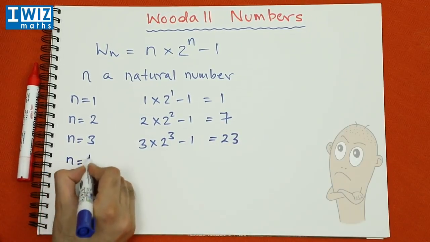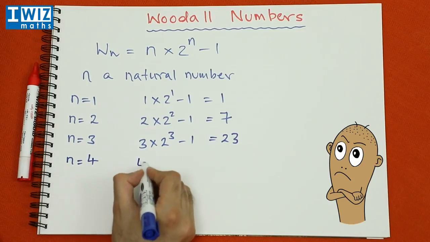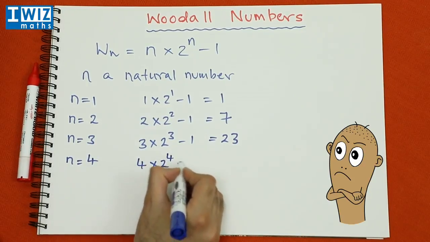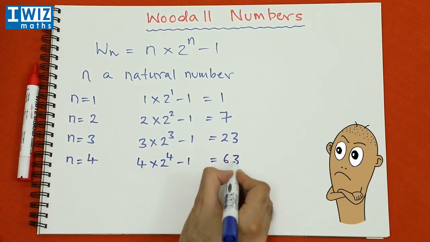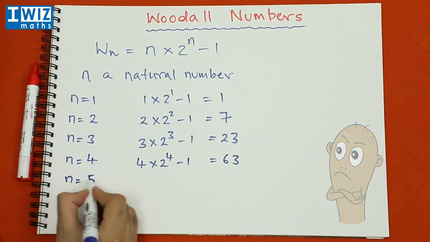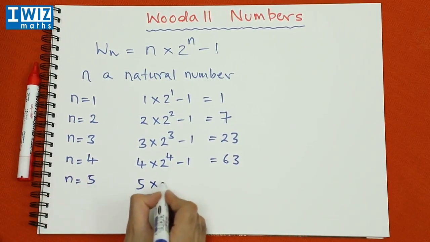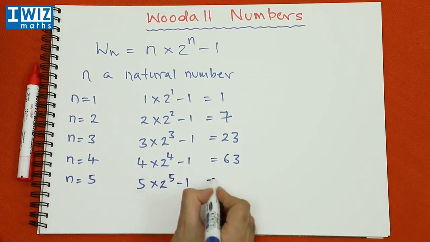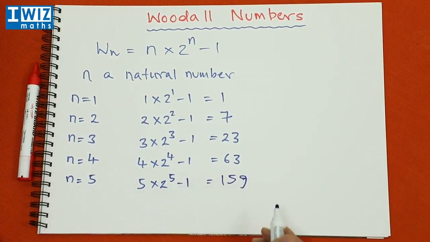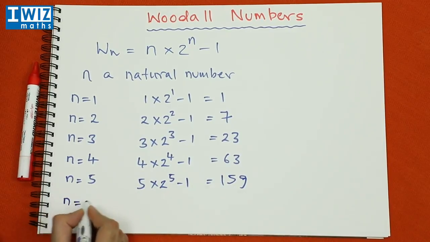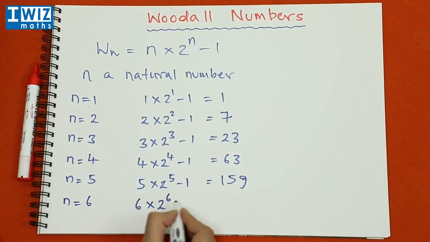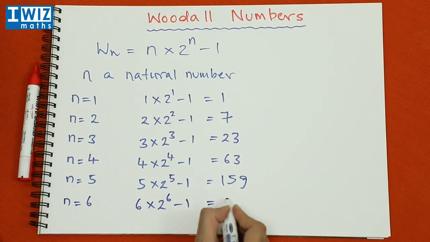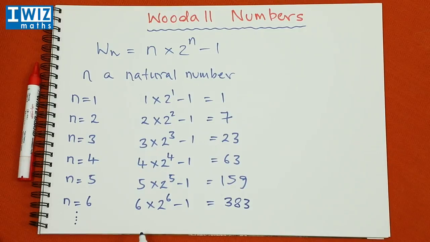For n is equal to 4, we get 4 times 2 to the 4 minus 1, which when you do the calculations will give you 63. For n is equal to 5, again you get 5 times 2 to the 5 minus 1, which will give you 159. And let's do one more. With n is equal to 6, we get 6 times 2 to the 6 minus 1, which gives us 383. And we can carry on in this manner.